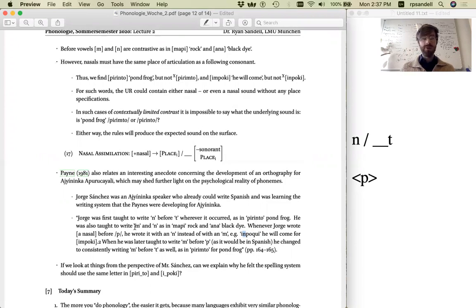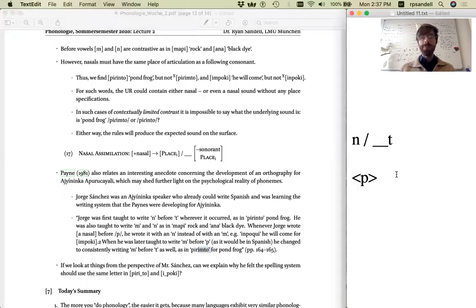And finally, when he was later taught to write an M before P, as is consistently done in Spanish, he changed to consistently writing the M sign before T as well. So at that point, he began to write pirimto with an M sign, the word for pond frog.